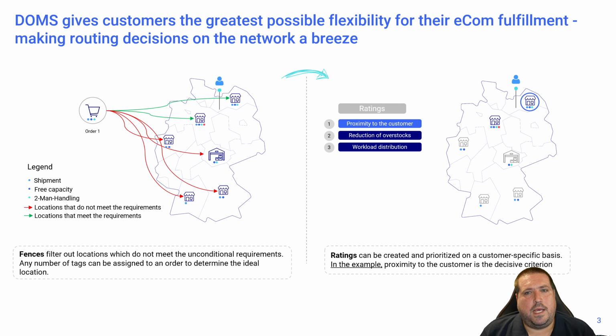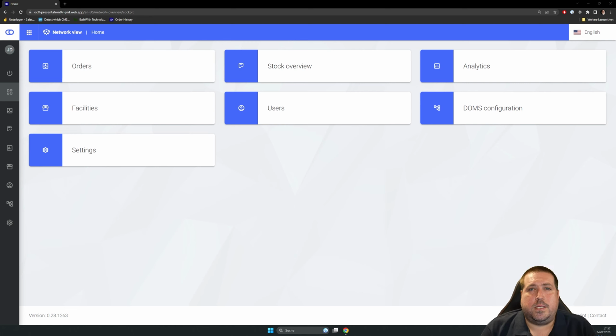The decision is made based on the rule set. Now this facility should fulfill this order. So let's switch into the software. What you see here is the back office of fulfillment tools, which is the administrative area. It's for doing the configurations and also seeing your data flow through the whole system.